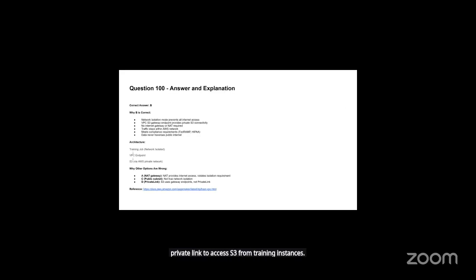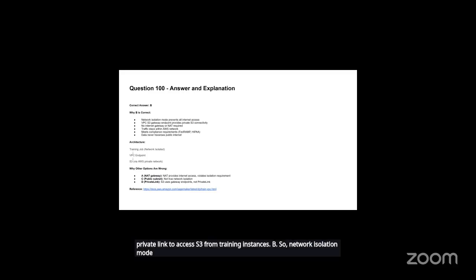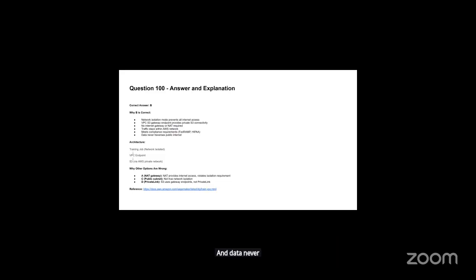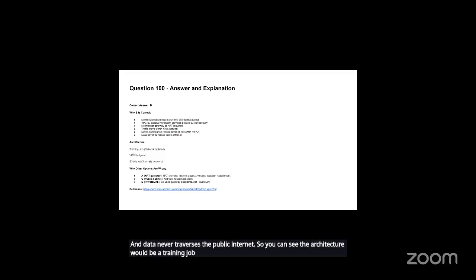B. Network isolation mode prevents all internet access. A VPC with the S3 gateway endpoint provides private S3 connectivity. There's no internet gateway or NAT required. Traffic stays within AWS. It meets compliance requirements for FedRAMP or HIPAA, and data never traverses the public internet. So you can see the architecture would be the training job to the endpoint to the S3.